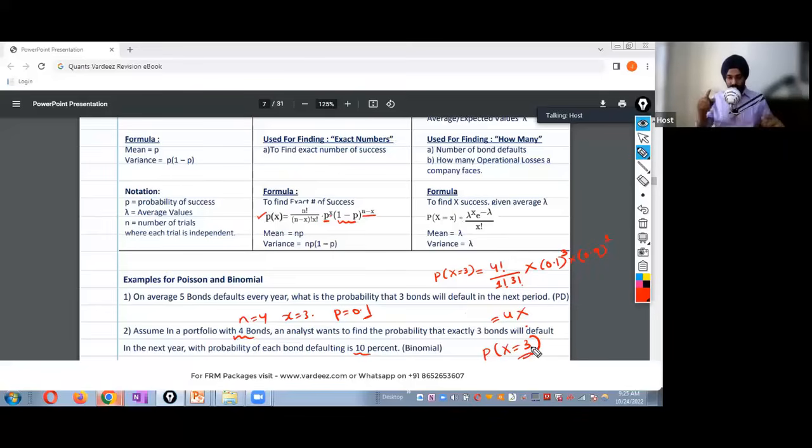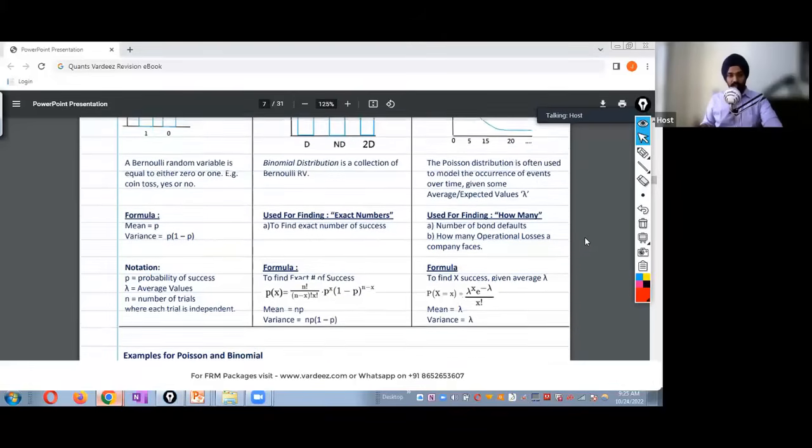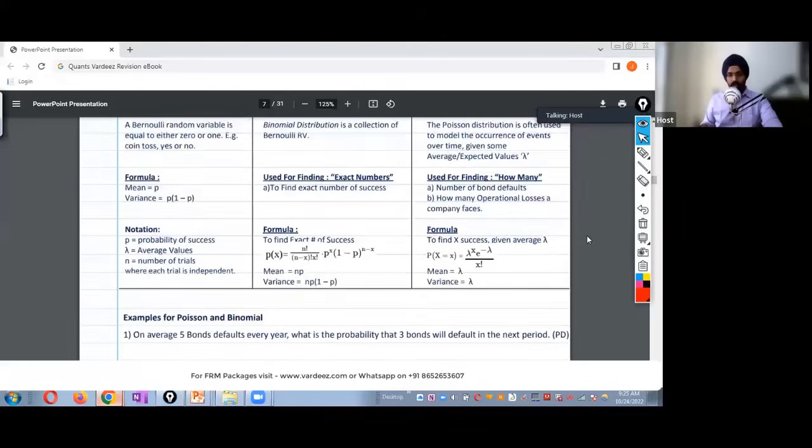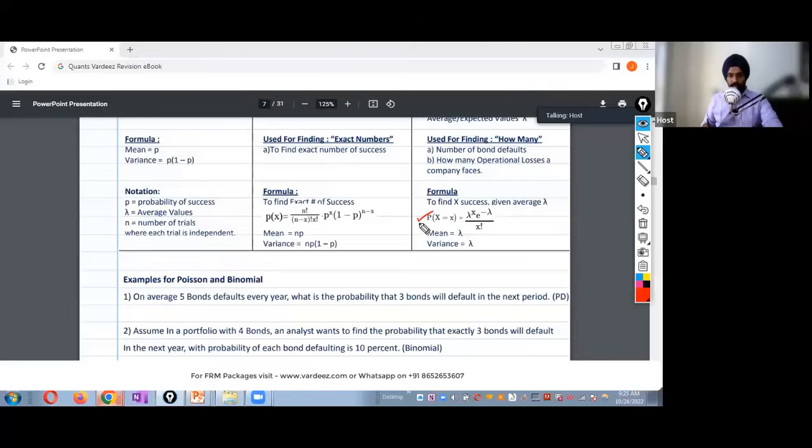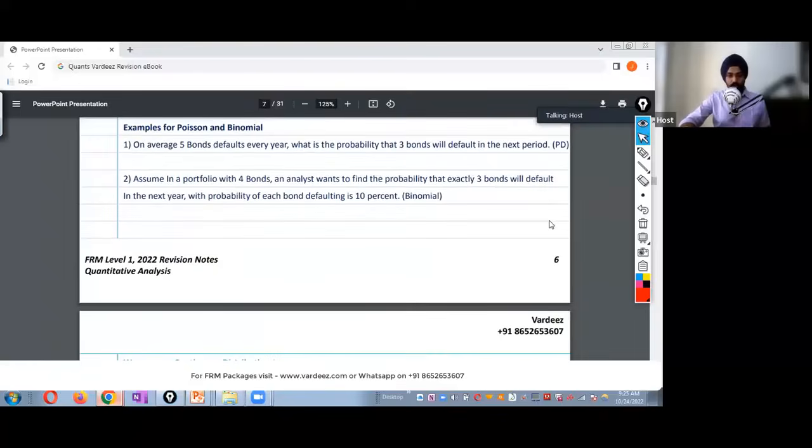There's going to be exactly 3 defaults given this sort of data. So it's very simplistic. Do not get confused with these distributions. They are very simple. All you need to do is remember these formulas and look at the question. Everything is there. You can easily solve these questions if they occur on the exam. Make sure that you are thorough with that.